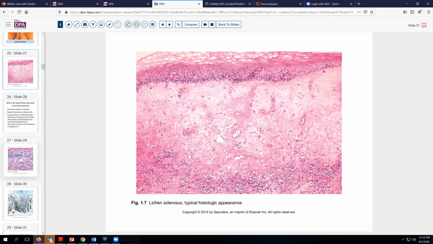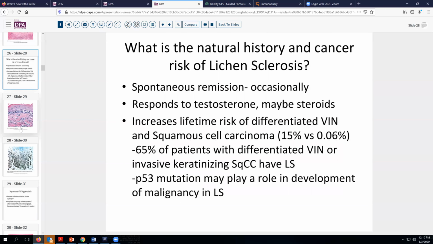Typical low power appearance is kind of what you see here, with this homogenization zone beneath the epithelium, and then deep to that, the lichenoid component of inflammatory infiltration lower down. So natural history of lichen sclerosus, occasionally you'll have spontaneous remission. Treatment, sometimes with testosterone or other steroids, can be helpful, but it is associated with a lifetime increased risk of differentiated vulvar intraepithelial neoplasia and squamous carcinoma.